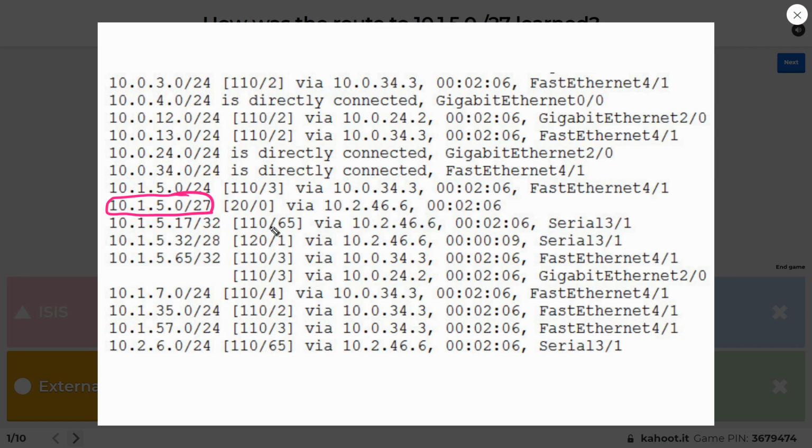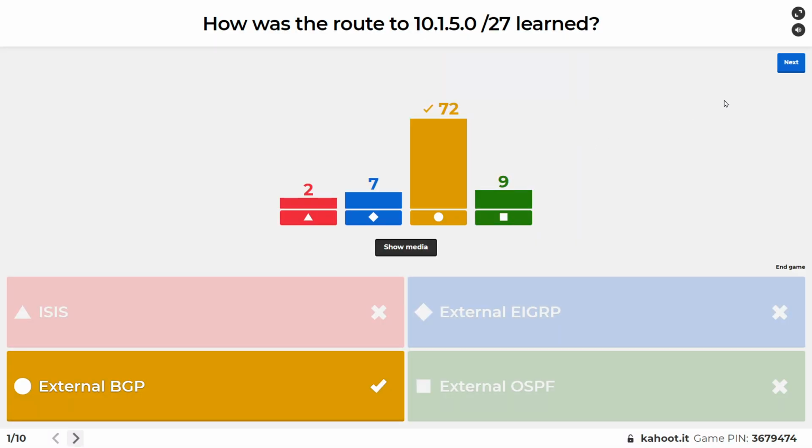And I hid the codes on the left. They're all missing here. But based on the administrative distance, that's very likely going to be external BGP. And the next hop is 10.2.46.6, which is the next BGP router. Awesome, awesome. We are off to a great start.